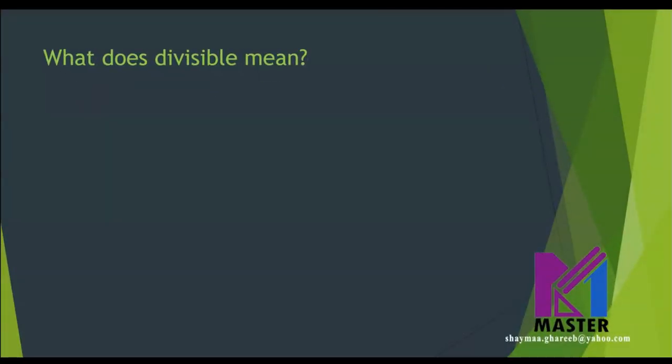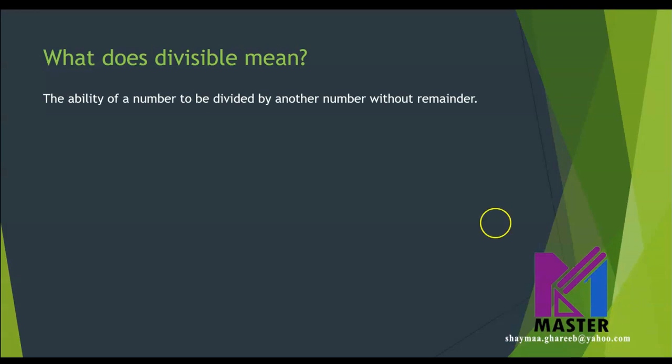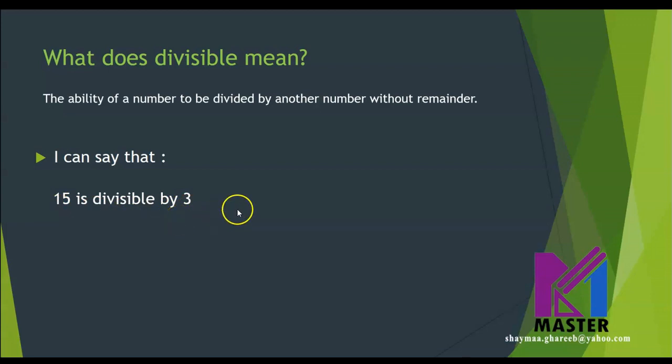What does divisible mean? Divisible means the ability of a number to be divided by another number without remainder. So we can say that 15 is divisible by 3 because we can divide the 15 by 3 and the answer will be 5 with no remainder. We can also say that 25 is divisible by 5 because we can divide the 25 by 5 without remainder.